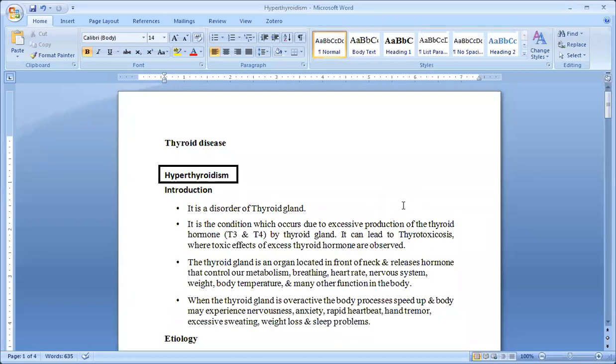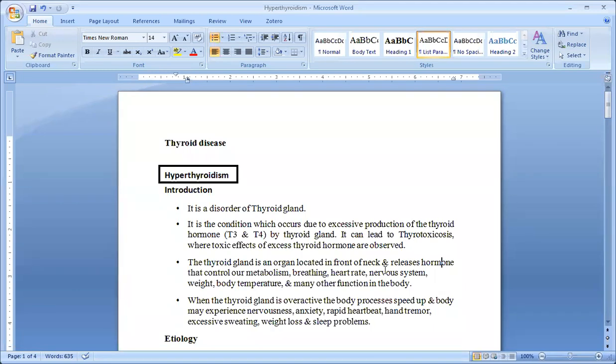Excessive production of which hormones takes place here? T3 and T4. So it leads to thyrotoxicosis, where the toxic effects of excess thyroid hormones are observed.